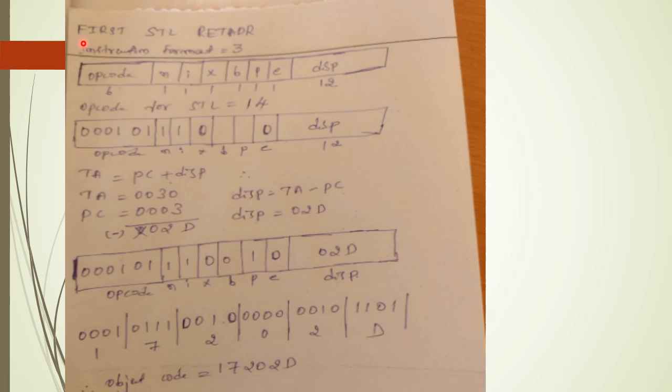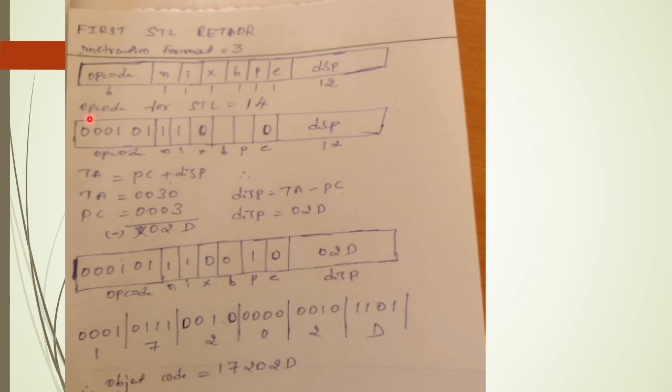Let us consider the instruction in line number 10, that is FIRST STL RETADR. Here the operand is not a register, so it belongs to format 3. It does not belong to format 4 because the opcode is not prefixed with a plus symbol. The syntax of instruction format 3 looks like this: the first 6 bits are for the opcode, then NIXBPE, and then the displacement.